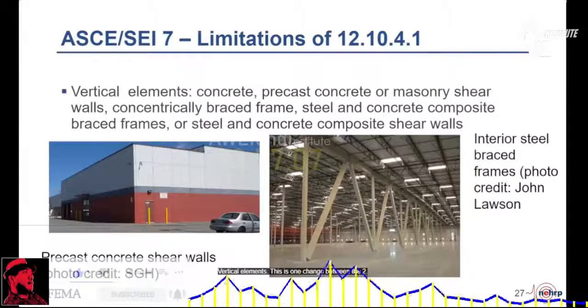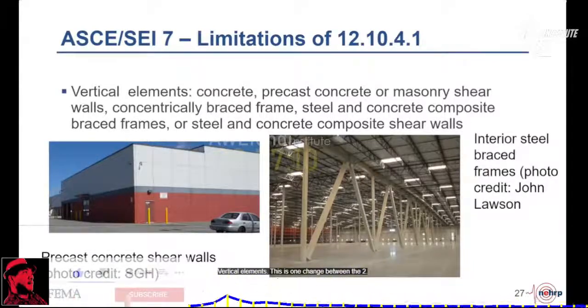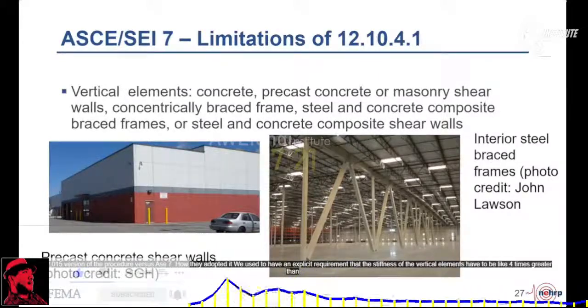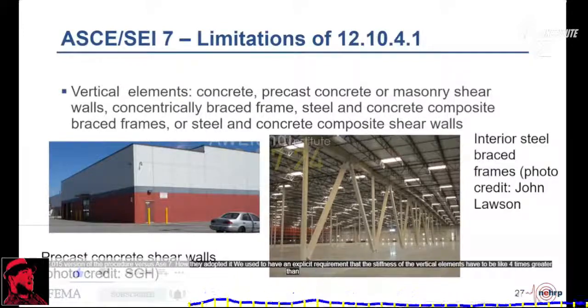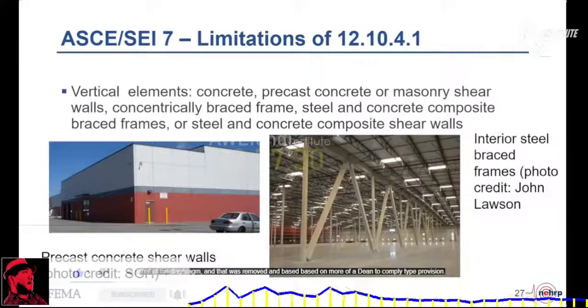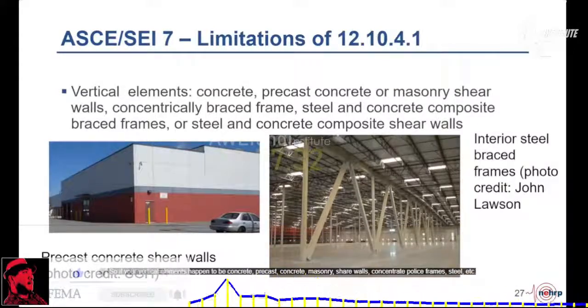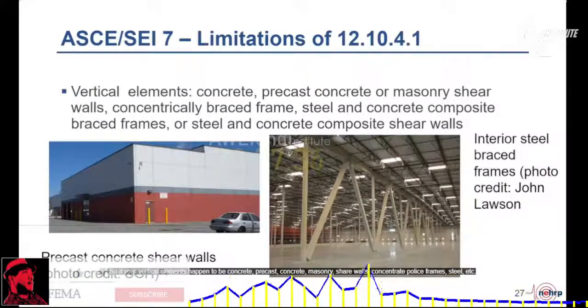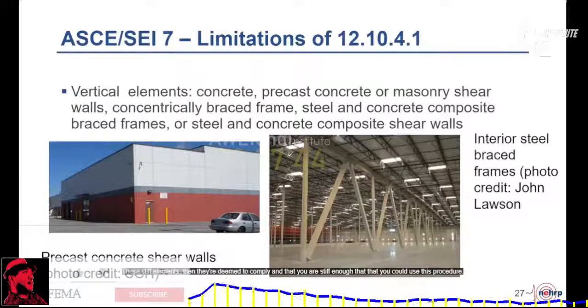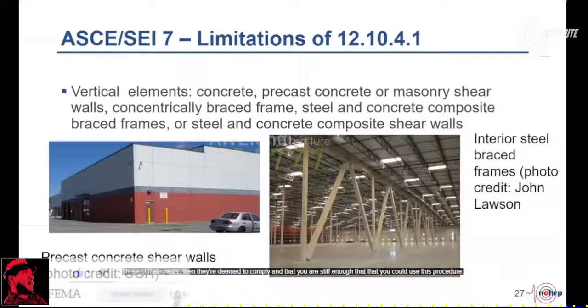Vertical elements: this is one change between the 2015 version of the procedure versus ASCE 7, how they adopted it. We used to have an explicit requirement that the stiffness of the vertical elements had to be like 4 times greater than that of the diaphragm. That was removed and based on more of a deemed-to-comply type provision. So if your vertical elements happen to be concrete, precast concrete, masonry shear walls, concentrically braced frames, steel, etc., these stiff elements, then they're deemed to comply, and you are stiff enough that you could use this procedure.